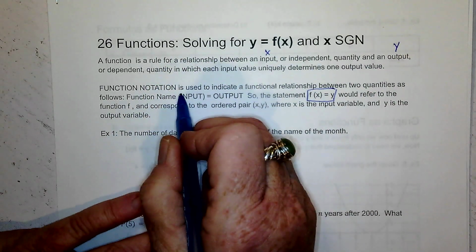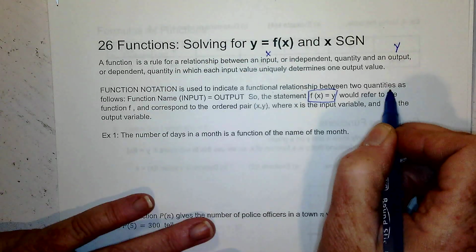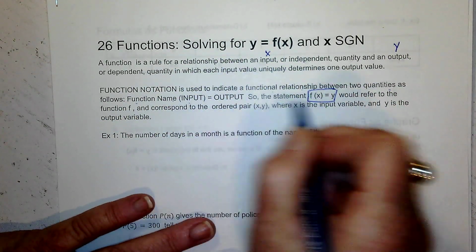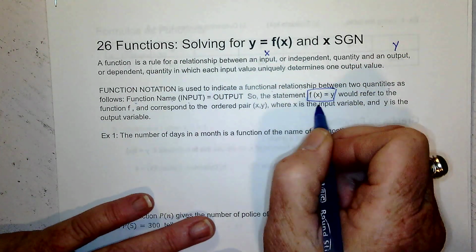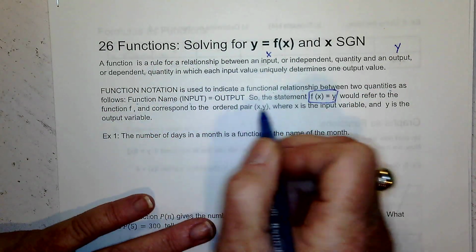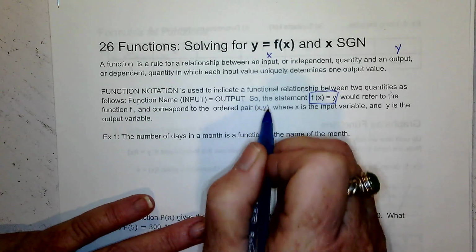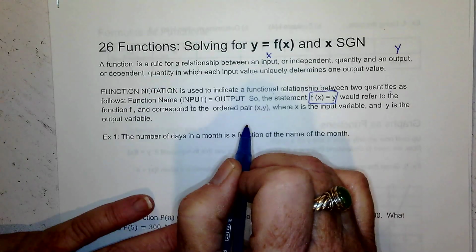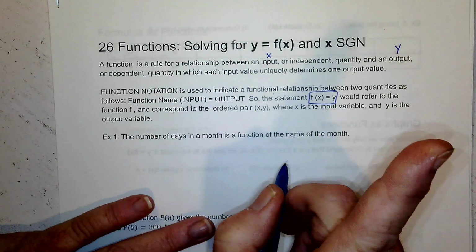So function notation is used to indicate a functional relationship between two quantities where it has the function name, in this case f, the input, which is our x, and that is equal to our output, which is our y. It would refer to the function f that corresponds to the ordered pair x, y. X decides what y is. Y does not decide what x is. For each x, there can only be one y.